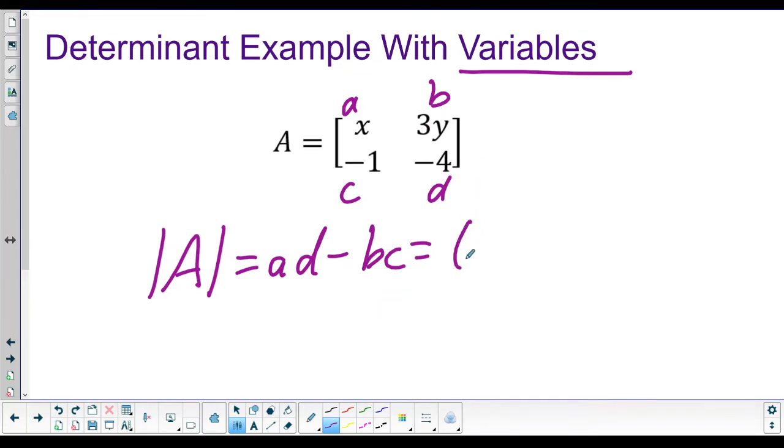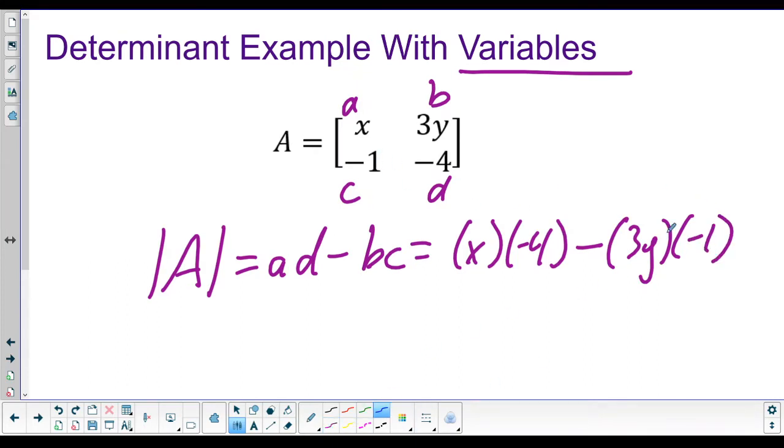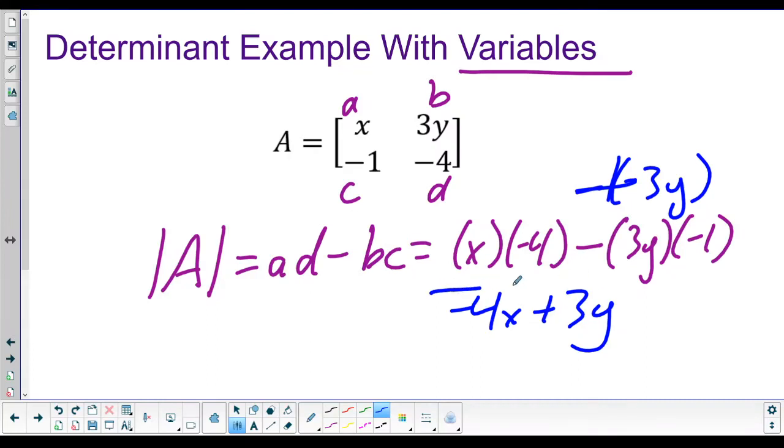So we're going to have x times -4 minus 3y times -1. Now we're going to simplify this. So x times -4 is -4x. And then -1 times 3y is -3y, but we have a negative here already. So it's minus -3y, and we can turn this into a big plus sign. So plus 3y. And then there's our determinant.